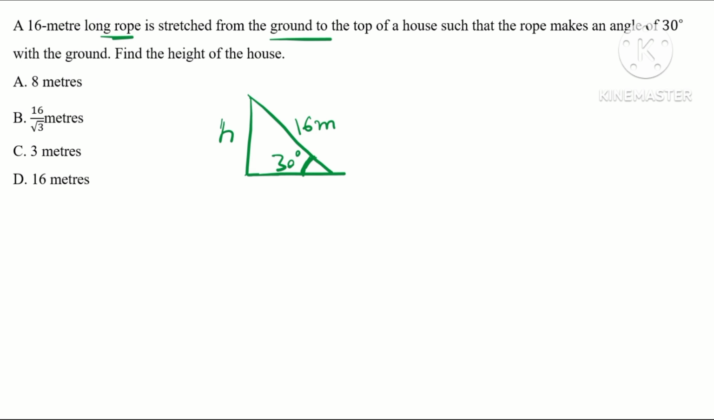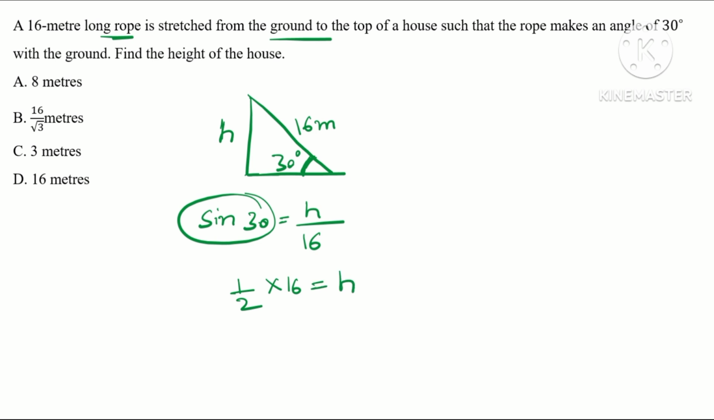Let's think of this as h. So here also use sine 30 equals opposite side h by hypotenuse 16. We know sine 30 is 1 by 2, into 16 equals h. 1 twos are 2, 8 twos are 16. So the height of the house is 8 meters.